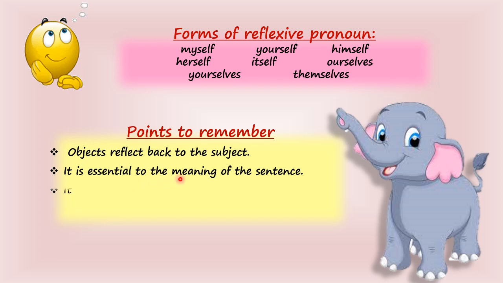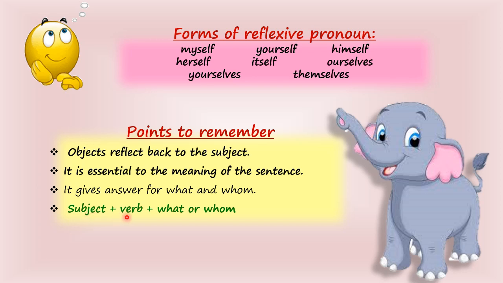Now let's see what is the third one. It gives answer for what and whom. If a reflexive pronoun is there in the sentence, then it will give the answer for what and whom. And how do we make a question with what and whom? See here. Subject plus verb, then we add what or whom. And if we are getting an answer for what or for whom, then it is a reflexive pronoun. Is it clear, children?